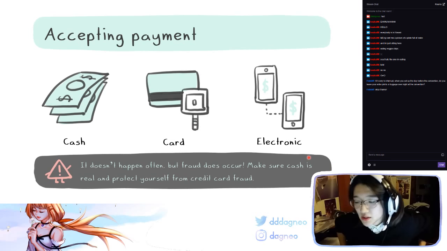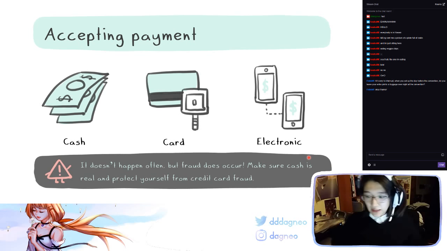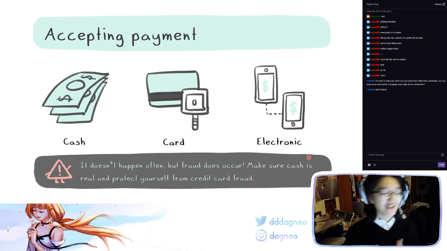Okay, now let's start talking about the actual money aspect of things. So when you're at a convention, obviously you are trading your goods, your artwork and hard work for payment from the attendees. So there's three main types of payment. The most common one, and the one that usually people think about when they think about conventions, is cash.